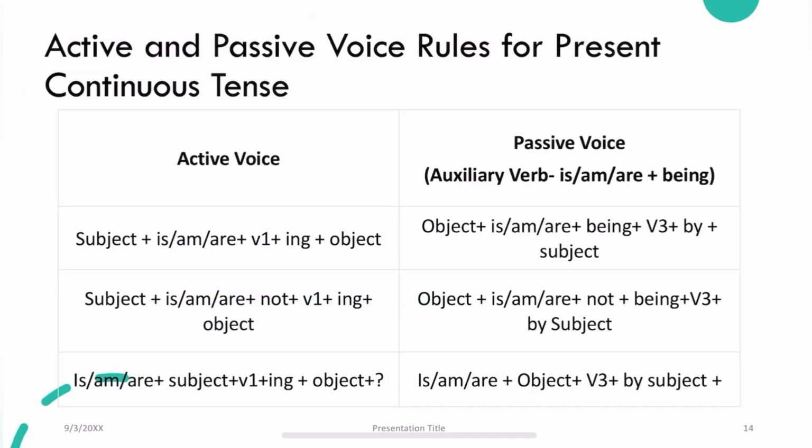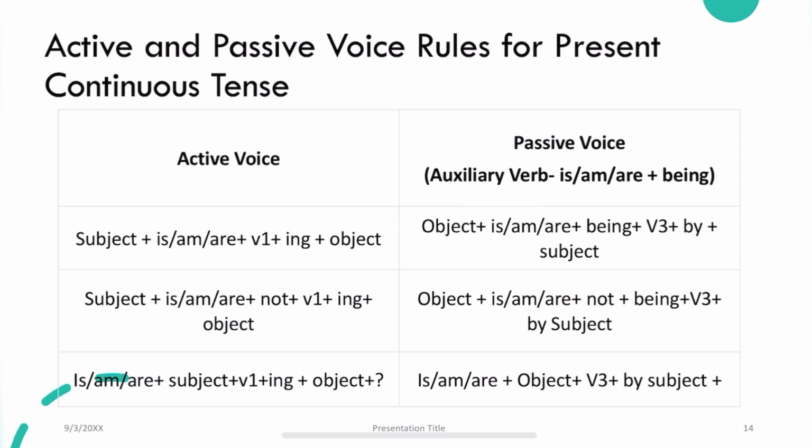Let's take a look at the present continuous tense. The common rule for the present continuous tense is subject plus is am are plus first form of the verb, then ing and object. But when we are changing that particular sentence that is written in the present continuous tense, we will use the rule of passive voice, that is object, then helping verb, then being with third form of the verb plus by and then subject.